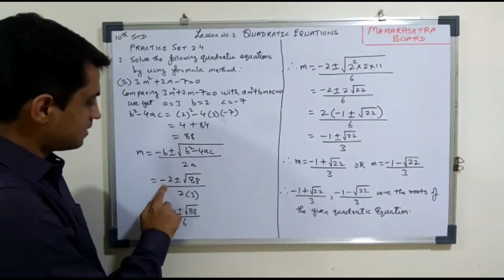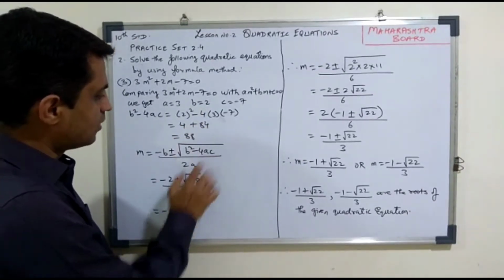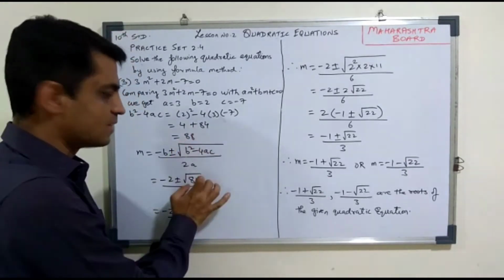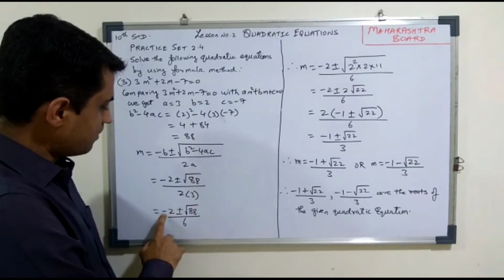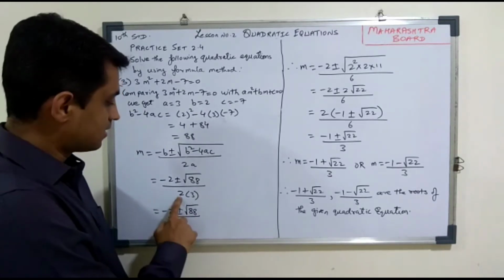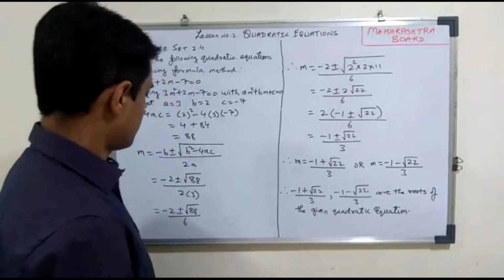Now minus, what is the value of b? 2. Plus or minus root, what is the value of this? 88. Already we have got this value. A value is 3. So you get minus 2 plus or minus root 88 upon 6. 3 2s are 6. Now let us simplify this.